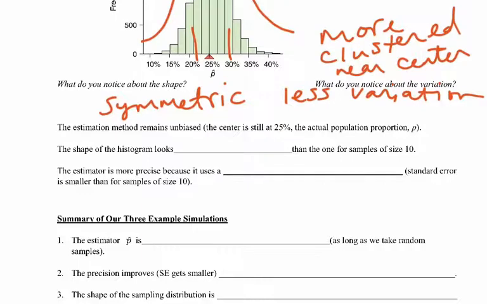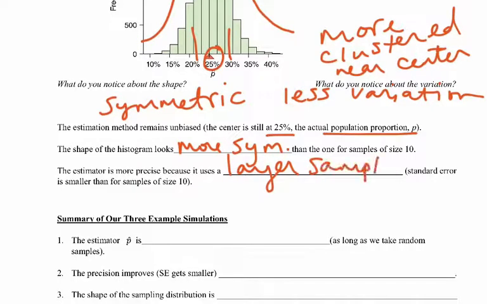So the estimation remains unbiased. The center, notice, was still at 25%, which is the actual population proportion. The shape of the histogram looks symmetric. We'll say more symmetric than the one for sample sizes of 10. The estimator is more precise because it uses a larger sample size. That's really the takeaway. The bigger the sample, the more precision you're going to have. The standard error, remember, is based on the sample size, and so the standard error is going to be smaller than it was with sample sizes of 10.